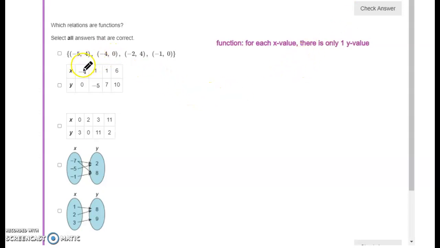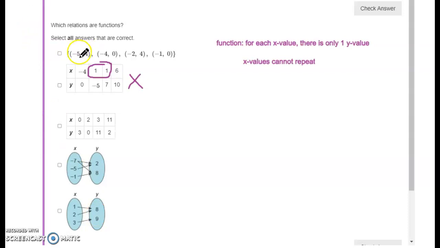I have these inputs listed, and I see that the 1 is repeated. When I plug in 1 for x, I get -5, and I also get 7. And so whenever you are looking at a table and your x values are repeated, then that is not a function. So the x values cannot repeat if it is a function. Okay, so this one is not a function. I'll put a little x next to that one to help us remember that.